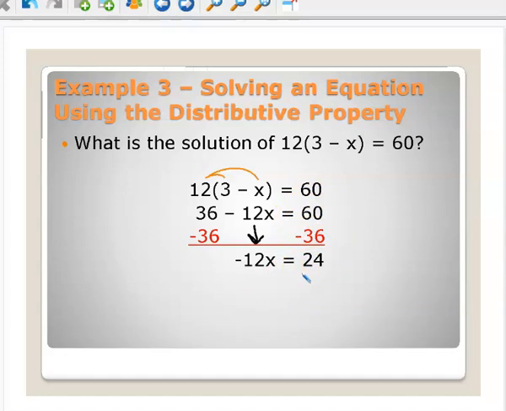Okay, so again, we have multiplication going on here, and we want to undo multiplying, so we do that by dividing. We'll divide by the negative 12 on both sides, and when we do that, we get that x is equal to negative 2. Okay, good work. Make sure you're taking notes on this and writing down questions as we go here.